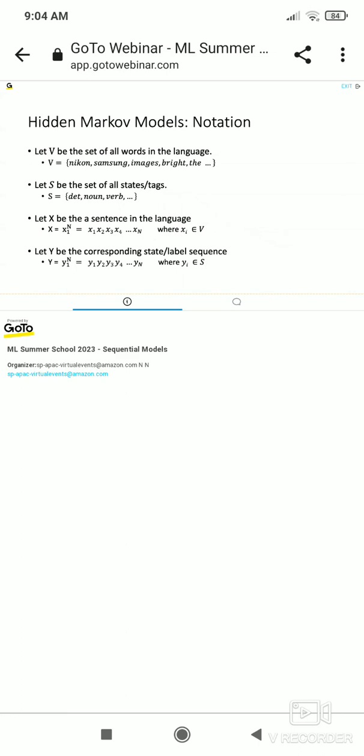Let's establish some notation. Let V be the set of all words in the language. In general, this will be in the order of millions. Let S be the set of all states or tags, and S can be determiner, noun, verb, and all possible POS tags, and much more fine-grained categories can also come in. Let X be the sentence in the language, and X1, X2, X3, X4 up to Xn represent the words, and Y represents the states or the labels.